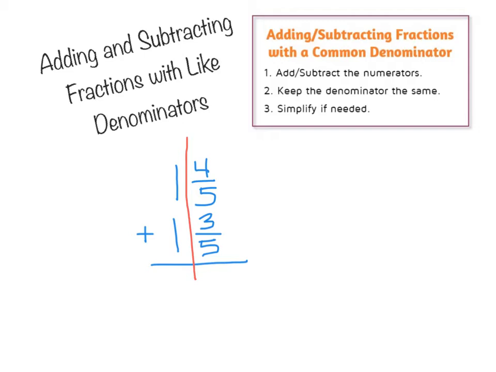So remember, step number 1 says just to add the numerators. So I'm going to add my numerators, which is 4 and 3. 4 plus 3 is 7, and then keep the denominator the same. So my denominator is 5. Now I'm going to add my whole numbers, which 1 plus 1 equals 2. So boys and girls, my problem of 1 4/5 plus 1 3/5 equals 2 7/5.